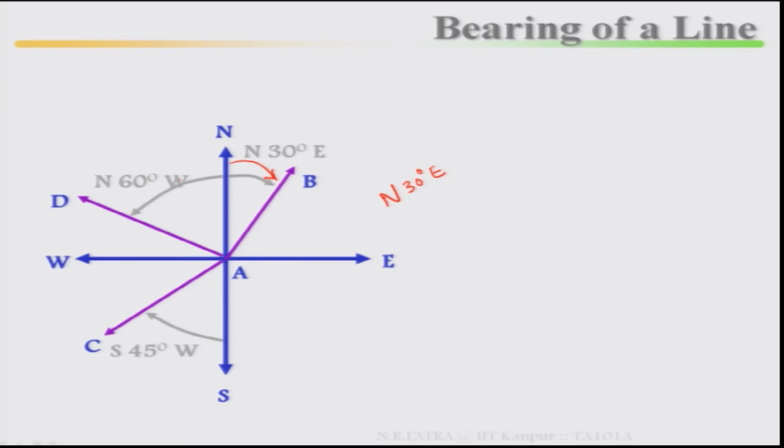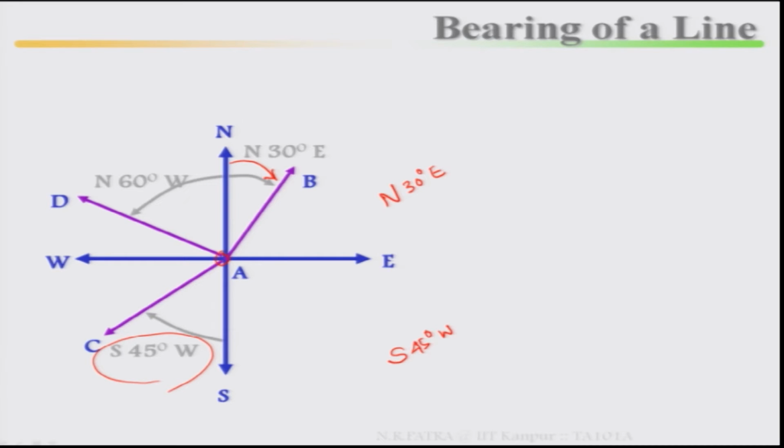As I said, bearing is with respect to either north or south. So, here north with respect to west, that means it will be north 60 degree west, this line is going. Similarly, with respect to south, if you look at S 45 degree W, if I write the bearing of a line as S 45 degree W, that means the line starts from origin.